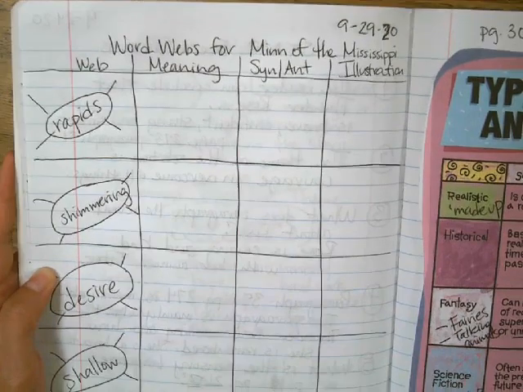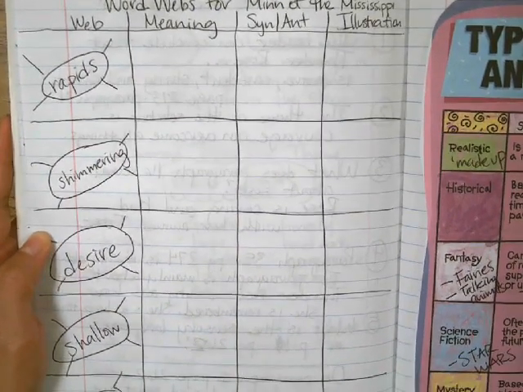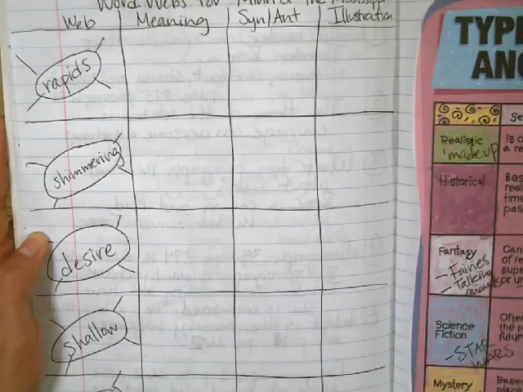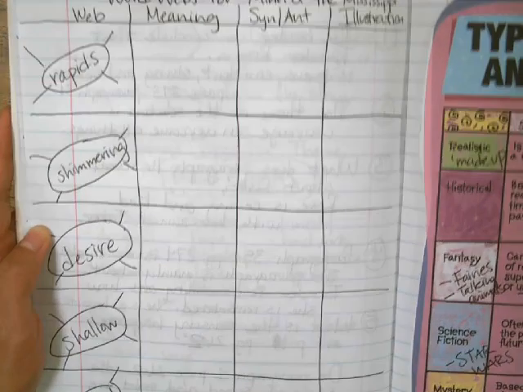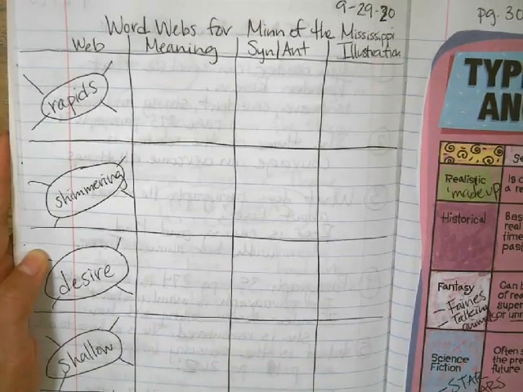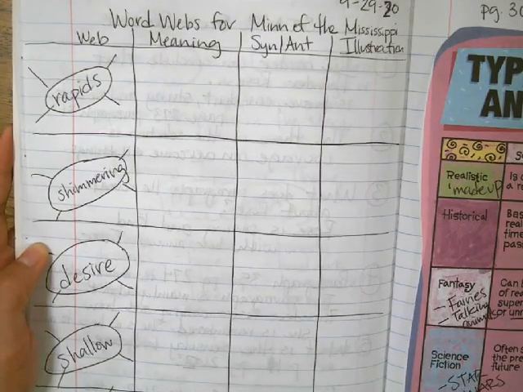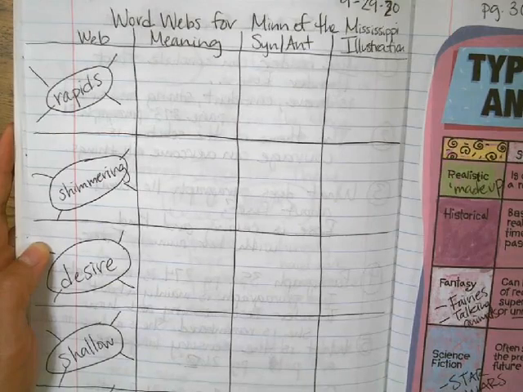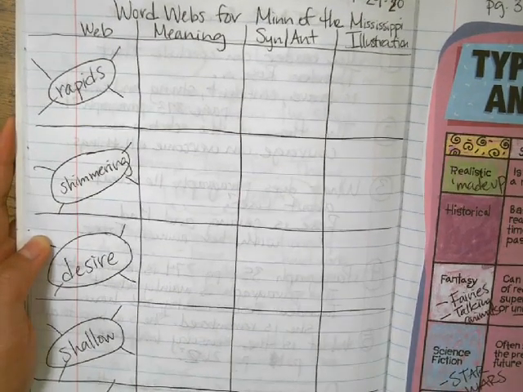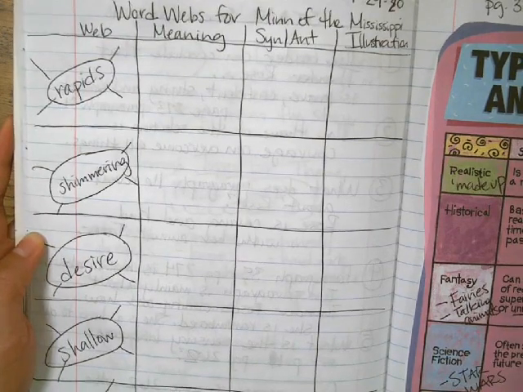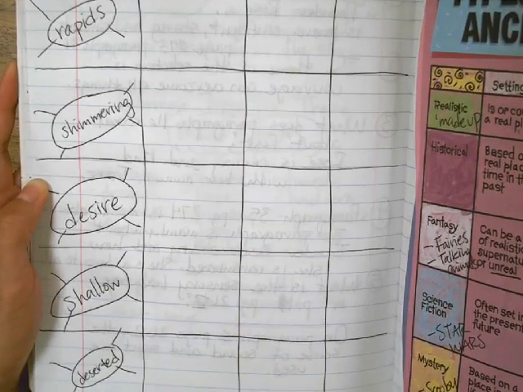These are our words for this week: rapid, shimmering, desire, shallow, and deserted. That would be our last one, okay? So we just set it up. We haven't written anything, so it would be good if you were to set it up yourself. If you are asynchronous right now, it would be good if you would set it up. So again, it's rapid, shimmering, desire, shallow, and deserted, okay?